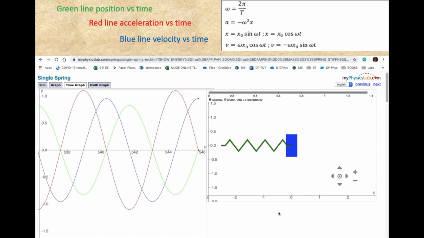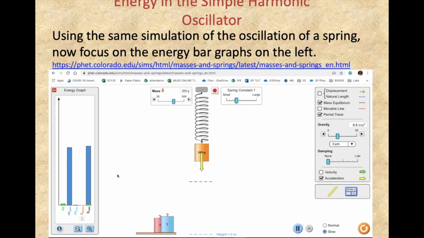Feel free to repeat this as many times as you like, because seeing the links between the three functions visually really helps understanding the mathematical relationship between them. Okay, now let's talk about the energy in the simple harmonic oscillator.